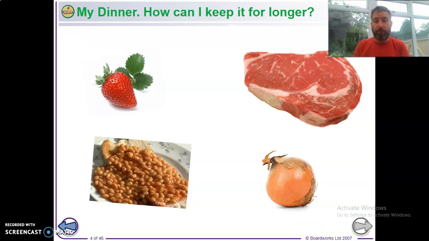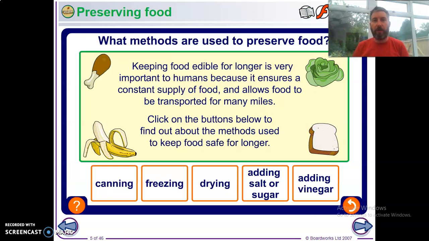So let's think about how things decay. I've got my dinner there, and I want my dinner to last a little bit longer. I don't want it to decay. Why will it decay? Because decomposing bacteria will start to break it down. It will go off and I won't be able to eat it. It'll make me poorly. So how can we slow down that process? Well, we can slow down that process by making life difficult for those bacteria. So what can we do?